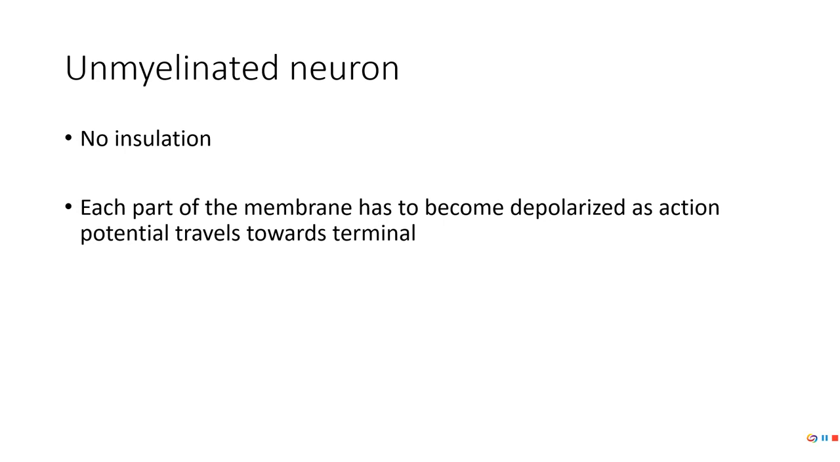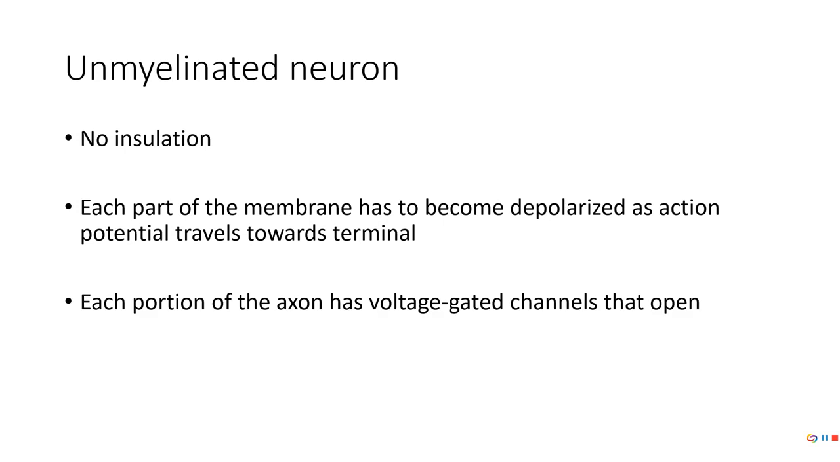Essentially, what is happening is the opening and closing of voltage-gated channels along each piece of the membrane on the axon. This leads to an action potential traveling very slowly down the axon, or just to give you an idea of speed, we're talking about 1 meter per second.